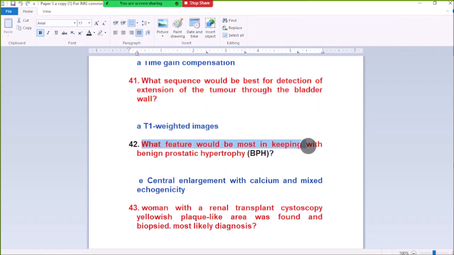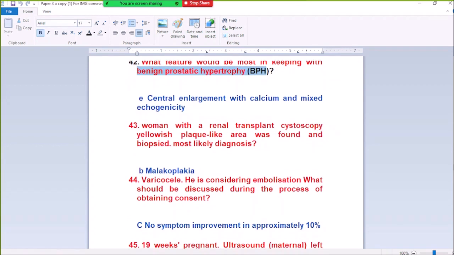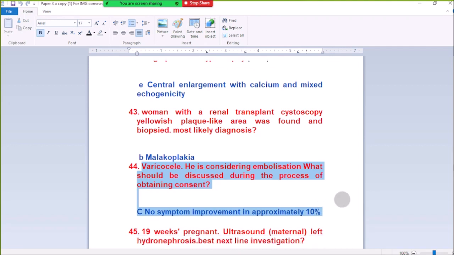42. Which zone of the prostate would be more in keeping with BPH? Central enlargement with calcification and mixed echo density. In BPH there is central enlargement. In carcinoma there is peripheral enlargement. 43. Woman with a renal transplant, cystoscopy shows a yellowish plaque-like area and biopsy most likely diagnosed malakoplakia. 44. Varicocele is considered for embolization. What should be discussed during the process of obtaining consent? No symptom improvement in approximately 10% of cases in varicocele treatment.